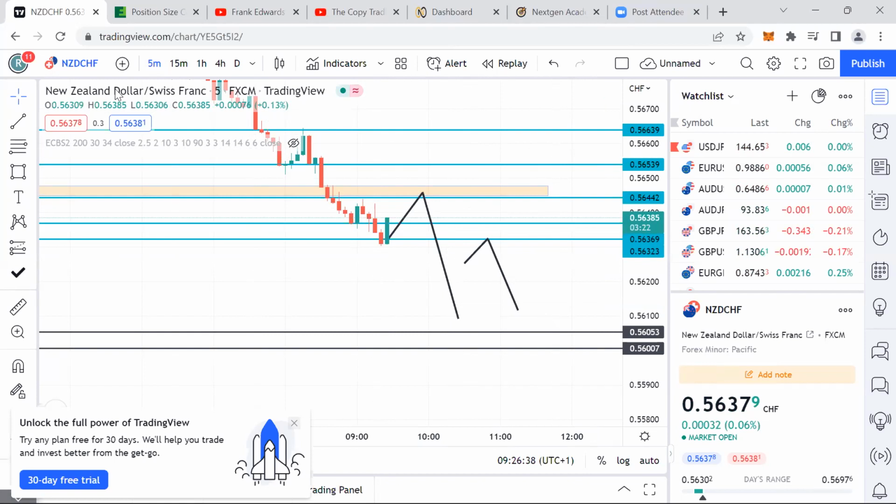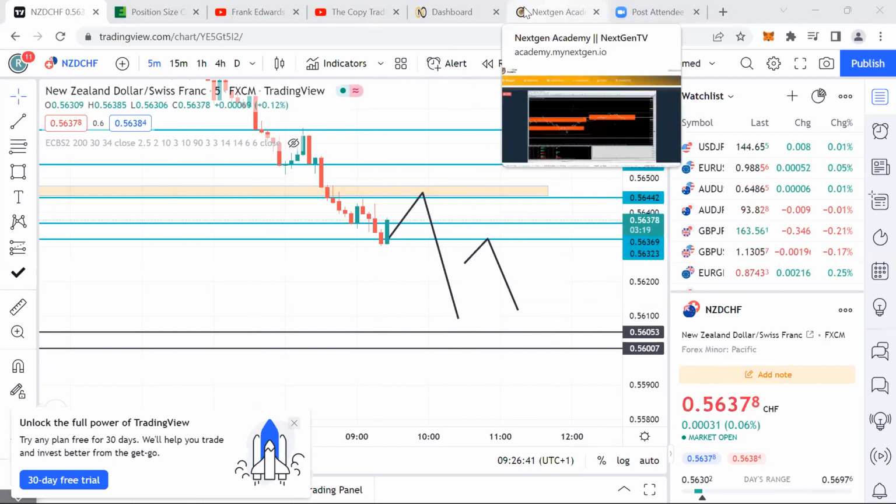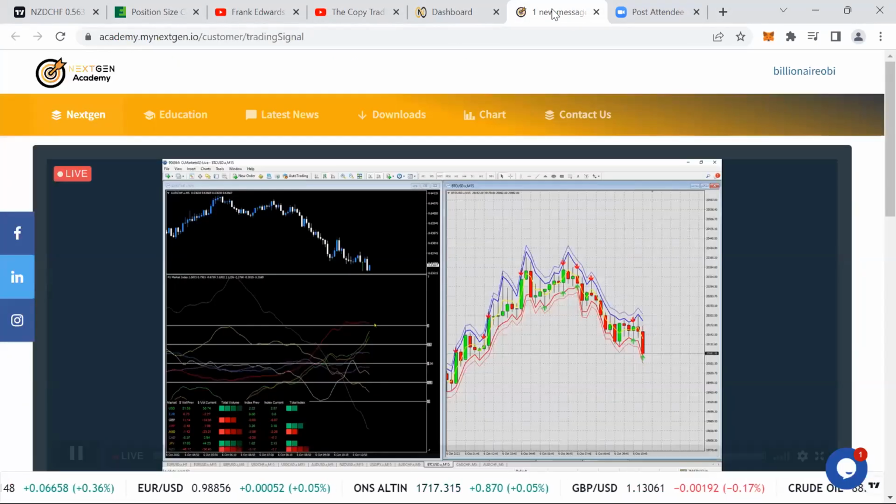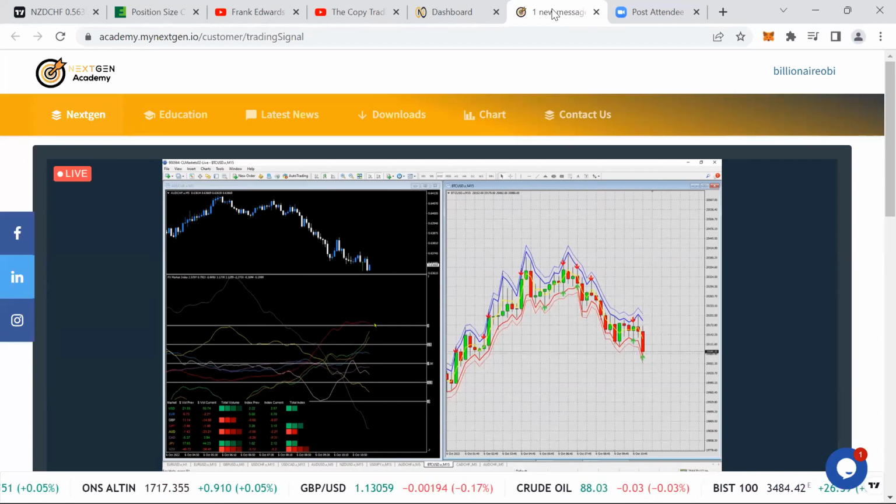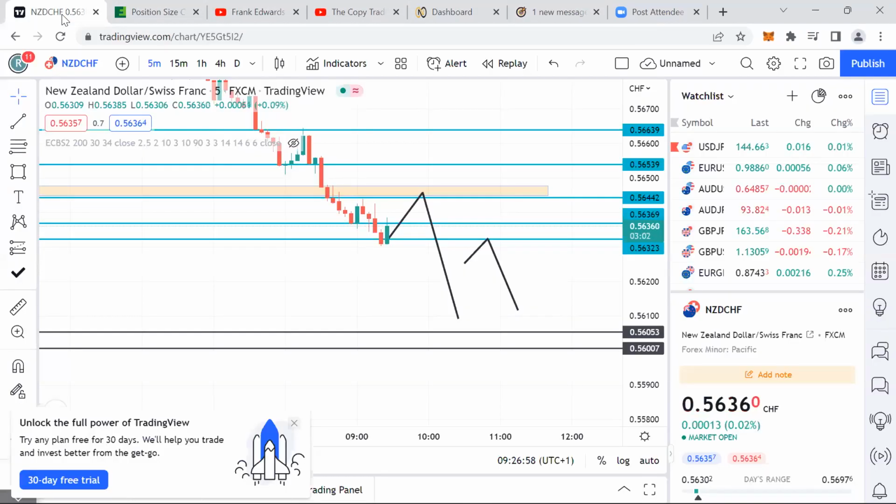If the strength remains the same, let me check the strength. It's still the same. 3.18, 5.2. In fact, NZD is getting a bit weaker now, weaker than it was before. So you can see the beauty. You can use it to trade both. At the close of this candle, you can take a sell on NZD CHF, and trust me, you have a 90% chance of winning it.